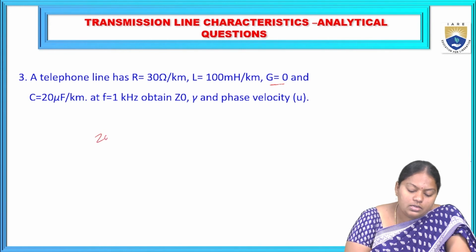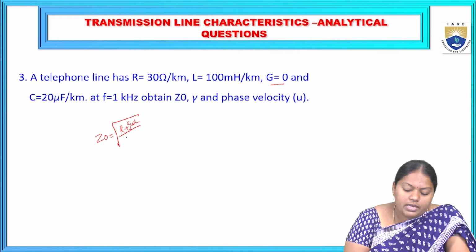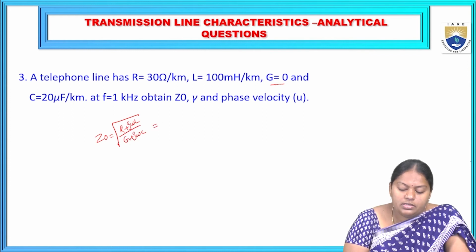So as we know, Z0 is equal to root over (R plus j omega L) by (G plus j omega C), which is equal to, with R value given as 30 ohm, plus j into 2 pi f. The f value is given as 1 kilohertz, means 10 cube.